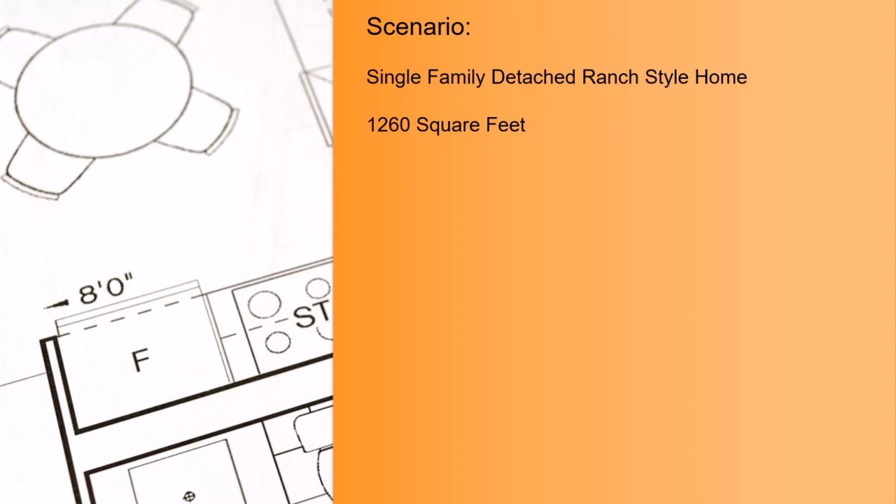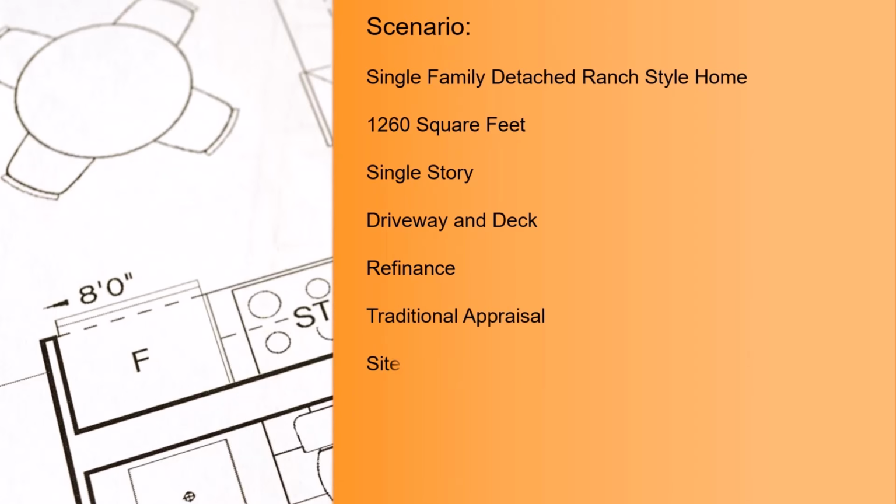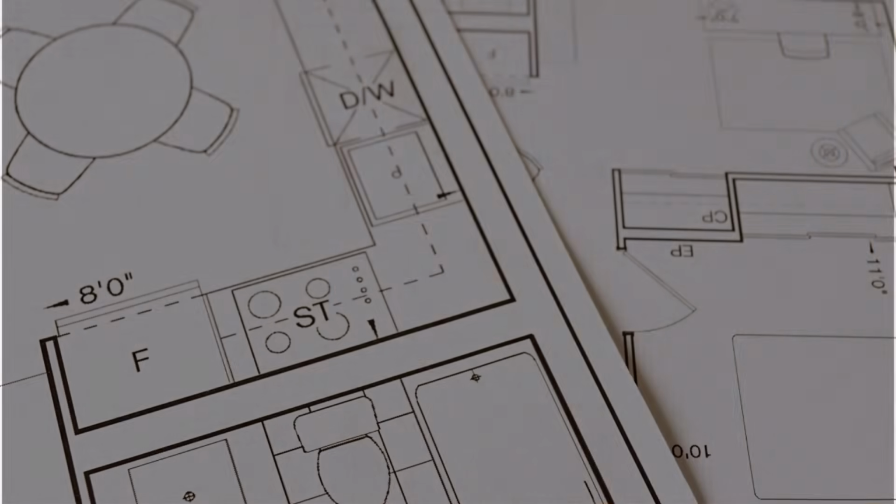To give a bit of an introduction to the key characteristics for the order we're going to be creating, this report is for a single-family, detached, ranch-style home with 1,260 square feet on one level. There's a driveway and a deck. Now, the assignment reason we got from the client, this is for a refinance transaction. This is a traditional appraisal. Our construction method for the subject property is site-built, and this appraisal is going to be made as is with no defects, no damages, nor deficiencies to the subject property. Let's go ahead and get started.